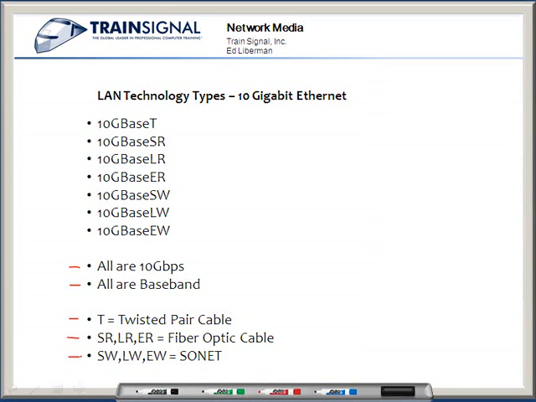WAN technology, then we might actually have 10 gigabit using SW, LW, or EW specifications. Now, I don't want to confuse you, and I don't even want you to look into, right now anyway, the differences between SR, LR, and ER, or the differences between SW, LW, and EW.